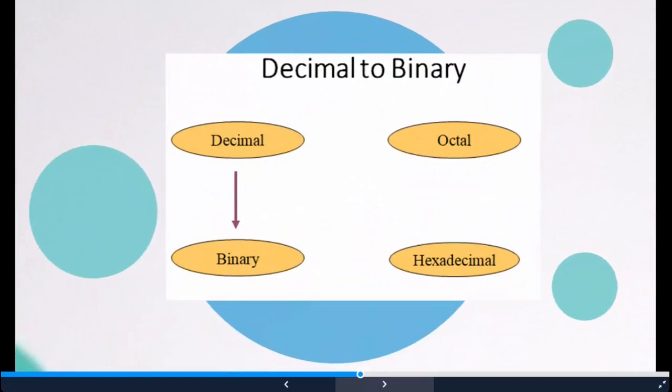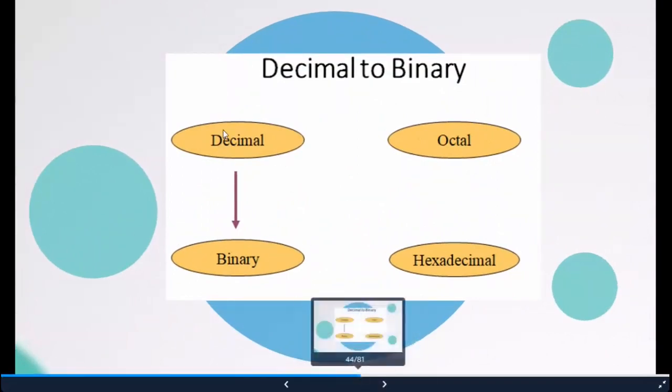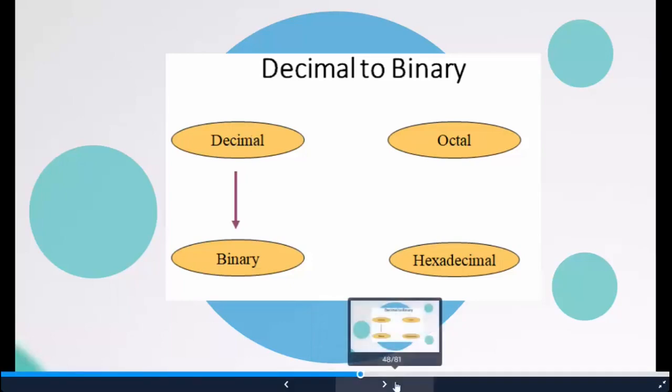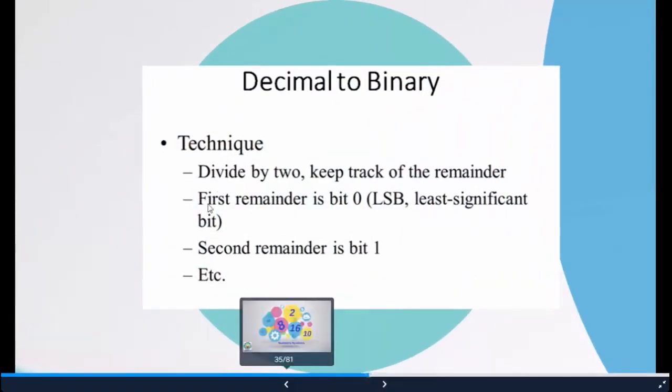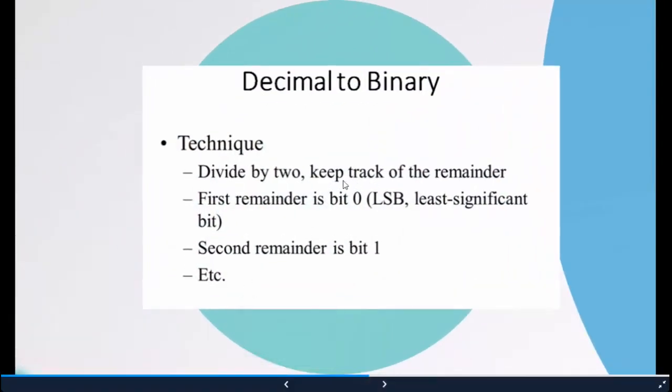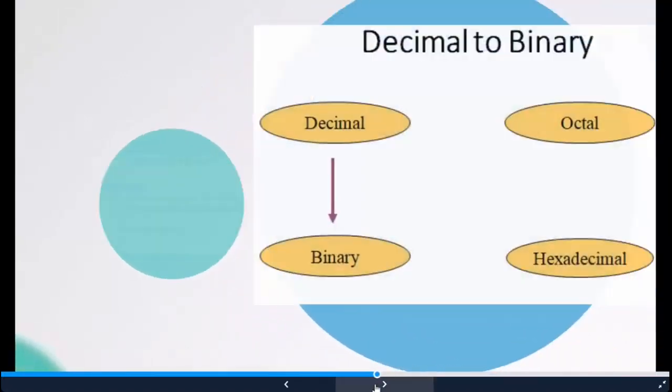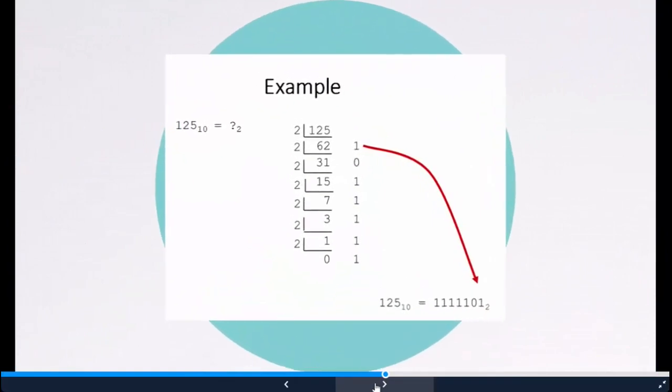And then next now is from decimal to binary. This is how we do it. Divide by 2 and then keep track of the remainder. First remainder is bit 0, the LSB, which is the least significant bit. Second remainder is bit 1, and etc. Let's have the example so that you can understand it fully.